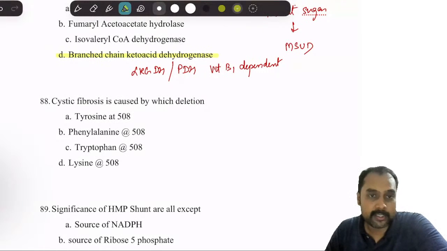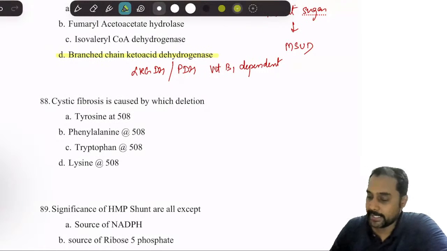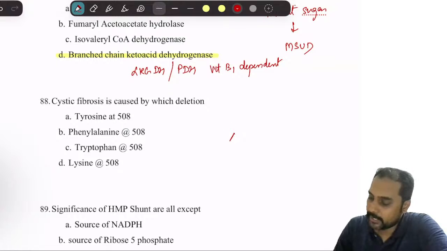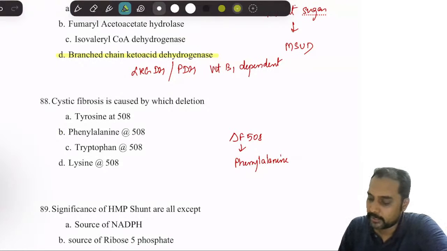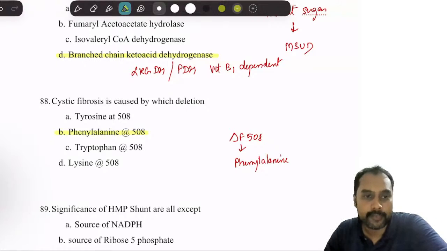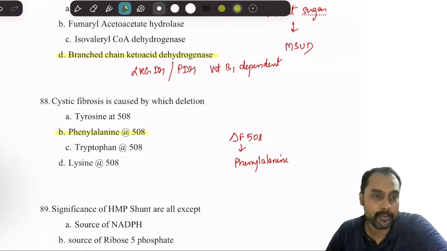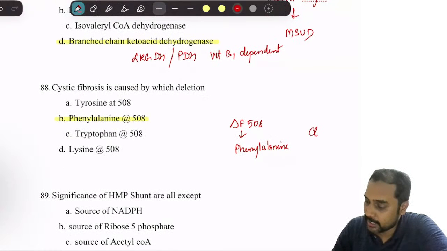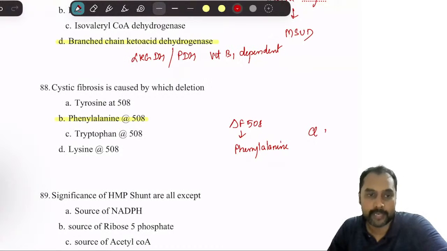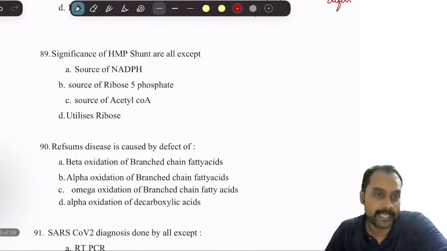Cystic fibrosis is caused by which deletion? It is delta F508, where F stands for phenylalanine. So the answer is straightforward. Phenylalanine at 508 is a deletion mutation which causes cystic fibrosis. Cystic fibrosis is a chloride channel defect. Right? Fine.